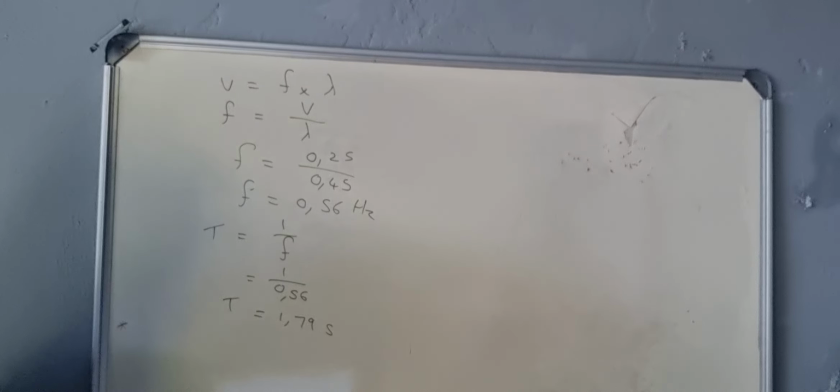The next question asks, when the frequency of the wave is doubled, how are the following quantities affected? Write only decrease, no change, or increase. So they want to know the speed of the wave. That would increase. Then the next question, the amplitude of the wave, that would stay the same. There's no change.